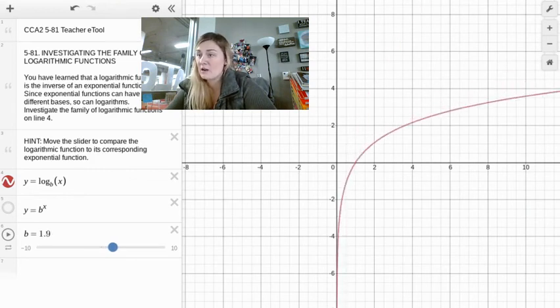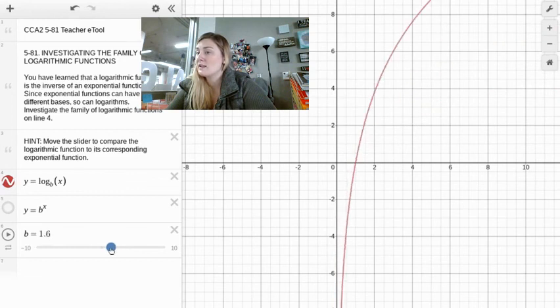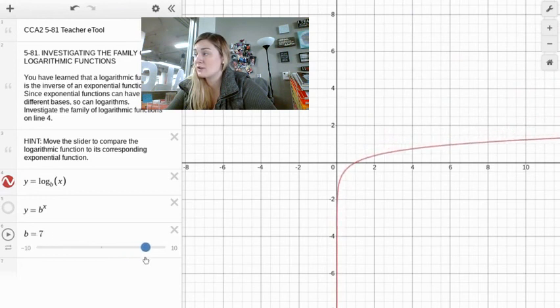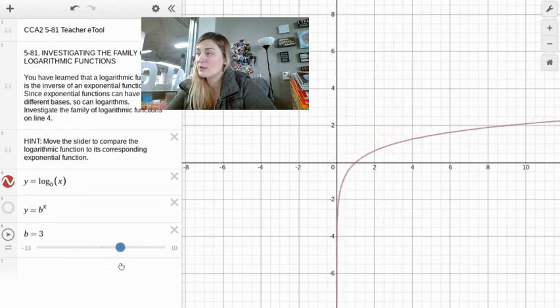And lastly, now, when I get greater than 1, we can see that my graph now increases. So it flipped. But the same is true. The closer I get to 1, the wider it gets. The bigger the number I get, the closer it gets to my x-axis. So we can see here, as soon as I go back to a fraction, it flips. See that, how it flips? So those are some ways that our b value affects our logarithm.